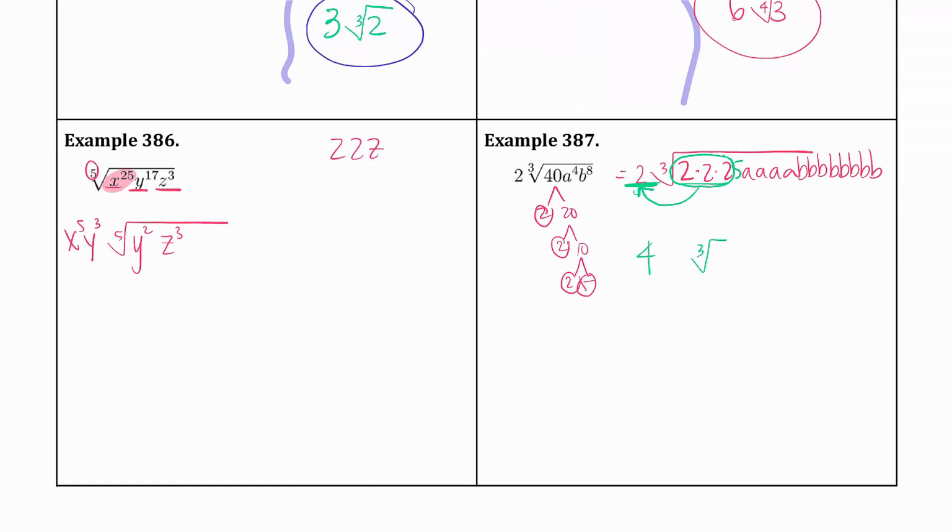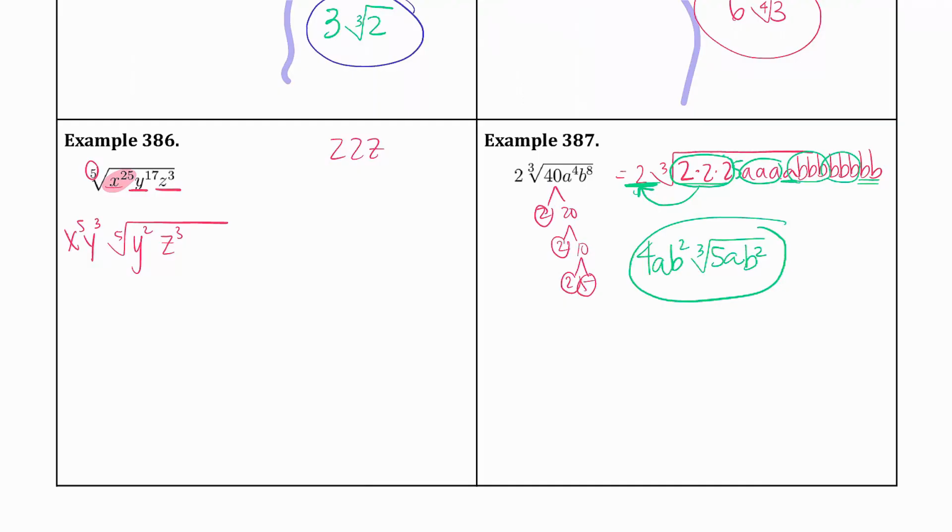I'm going to leave some space for my letters. If I'm looking for triples, I've got 1 triple of A and 1 little guy left over. Keep that 5, 1 little guy left over. B's, I've got a group of 3, a group of 3. So 2 groups of 3, and then 2 guys left over inside.